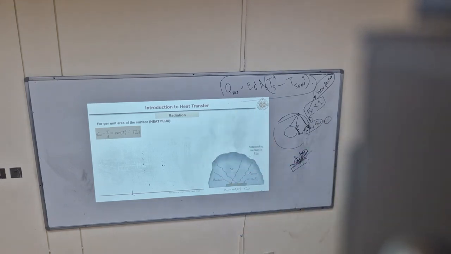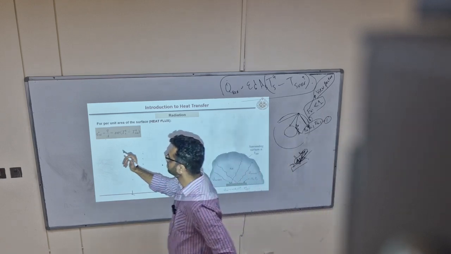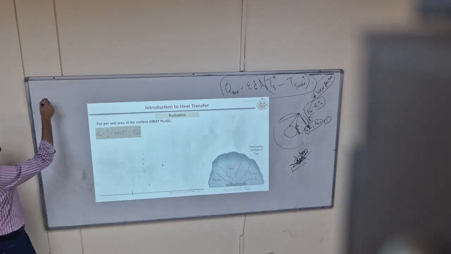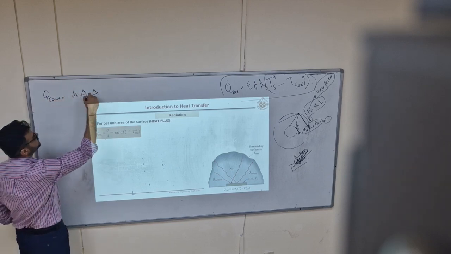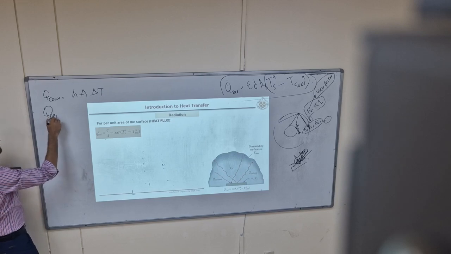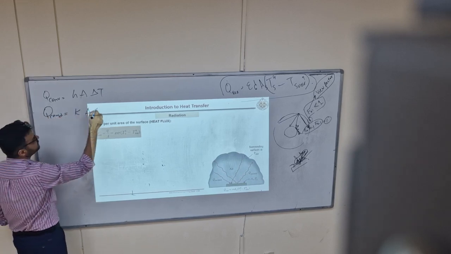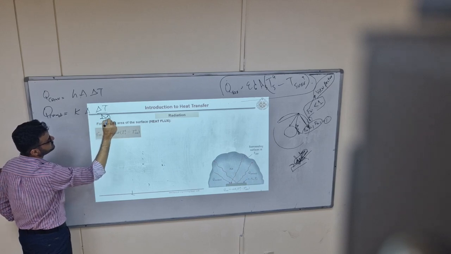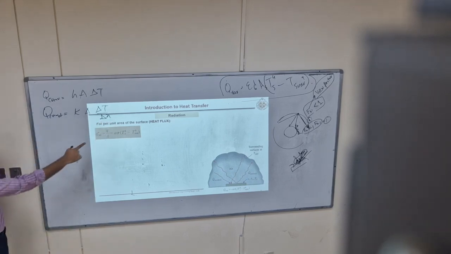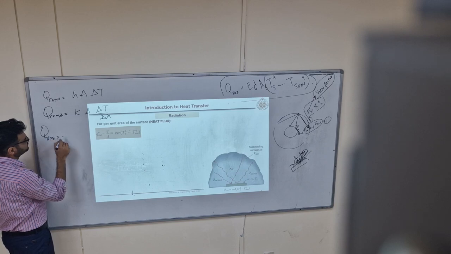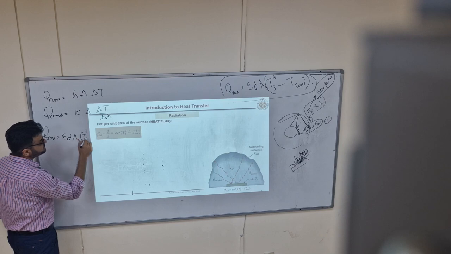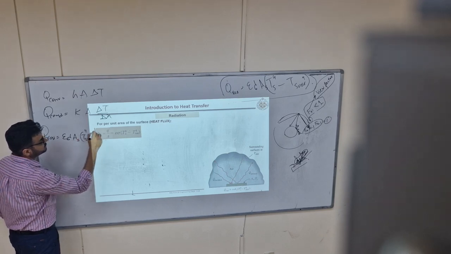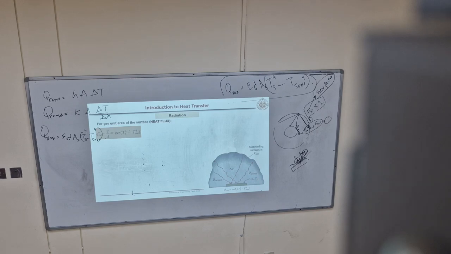Now this radiation equation, and the equation which we had for convection was h A delta T. For conduction, it was k A delta T by delta x. And now for radiation, epsilon sigma A, Ts to the power 4 minus T surrounding to the power 4, for two surfaces. These are the 3 basic equations which we learn in this chapter.